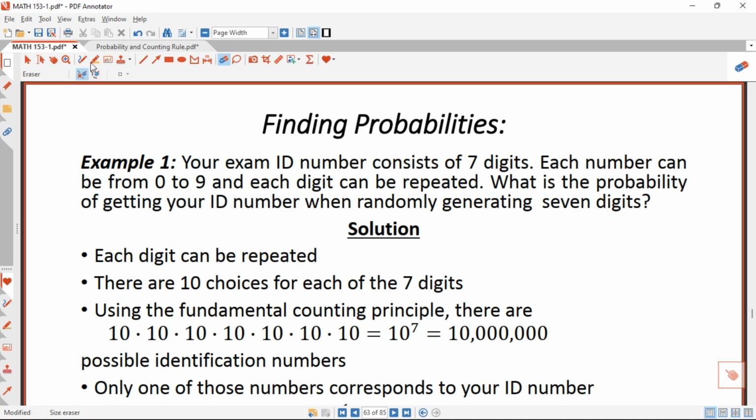Digits, right? And we know clearly that the probability of an event is equal to the number of events divided by the number of sample space, right? So right now we have to get our number of events. From question 2, our number of events is equal to 1. Why did we get 1?